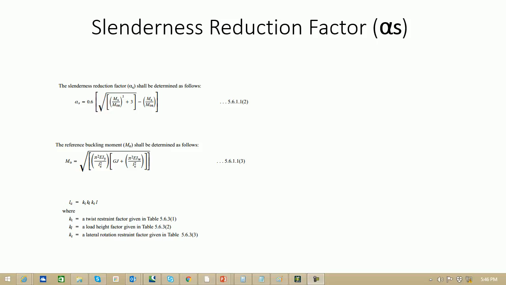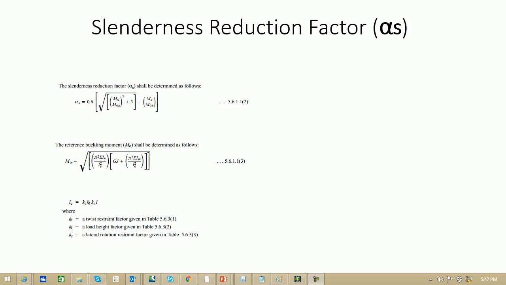Now this LE again depends on KT, KL, and KR. This LE is the effective length of a segment or a subsegment or an unbraced length, whatever you may call it. So you can see here that this LE depends on three different factors: KT, which is known as the twisting restraint factor, KL, the load height factor, and KR, the lateral rotation restraint factor, along with the actual length of the member, the unbraced length of the member L.